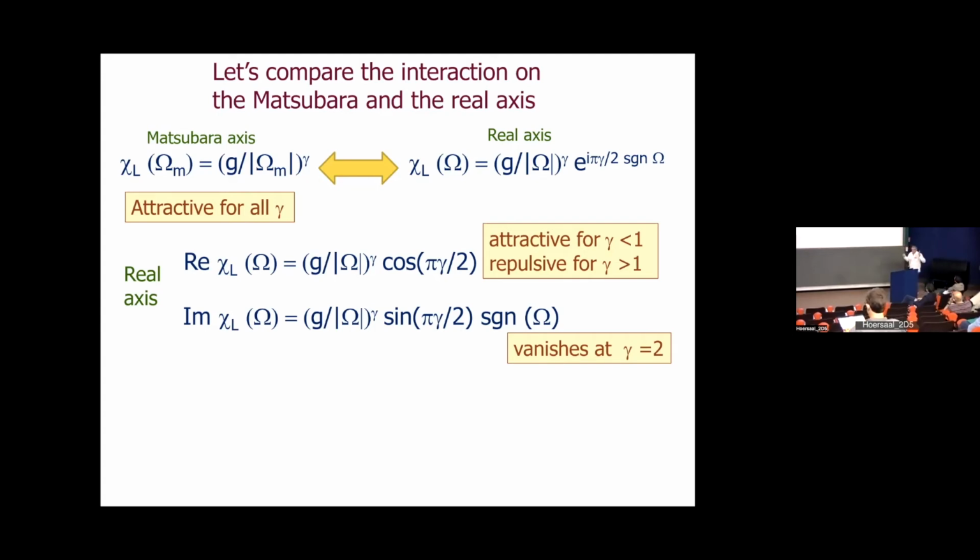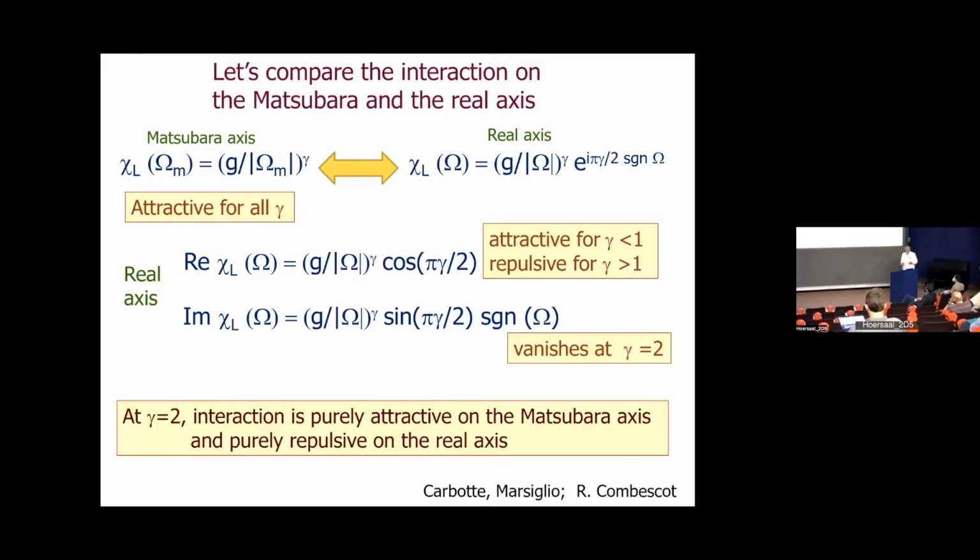And then you say, aha, this is a complex interaction, so why should I worry? But let's look at the sign of the imaginary part of the interaction. And it's sine pi gamma over 2. So you see that this vanishes at gamma equal to 2. And then you have a very interesting and unusual situation: on one hand, if you look at the Matsubara axis, your interaction is purely attractive. You look at the real axis, your interaction is purely repulsive. And then you ask the question, what the hell is going on?